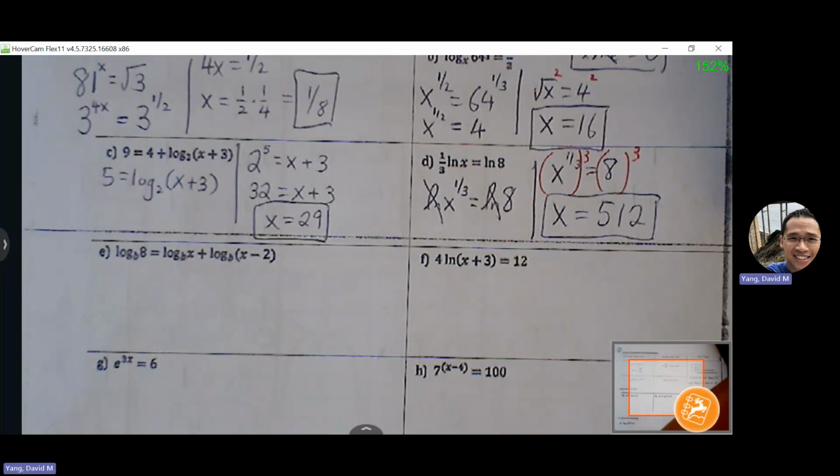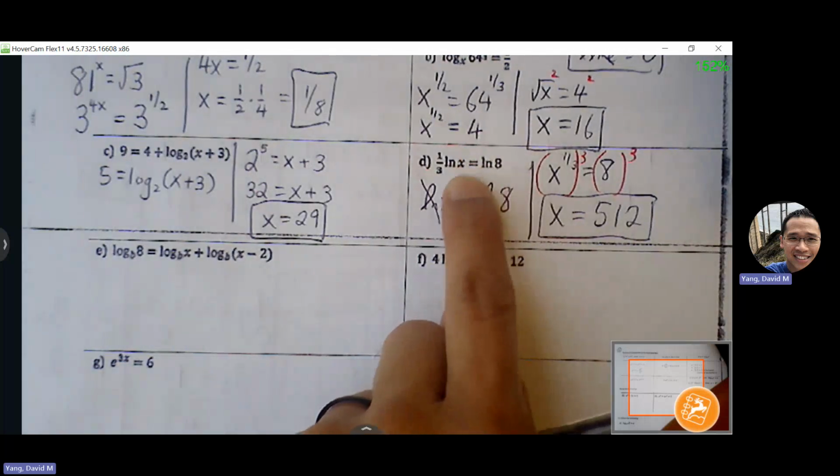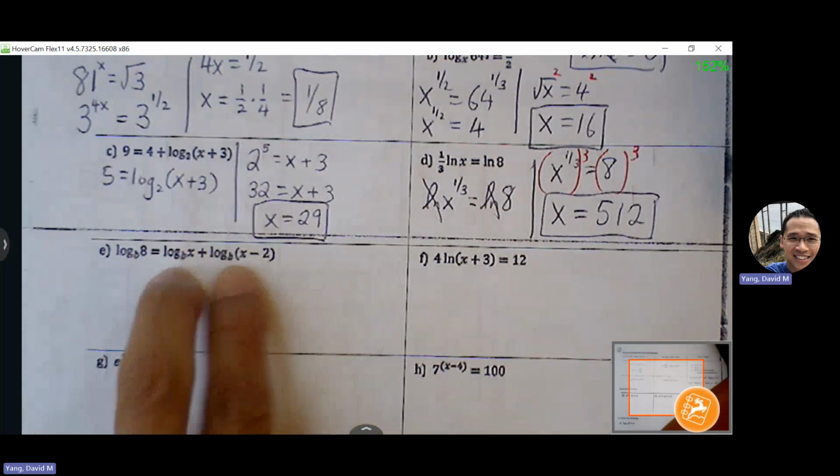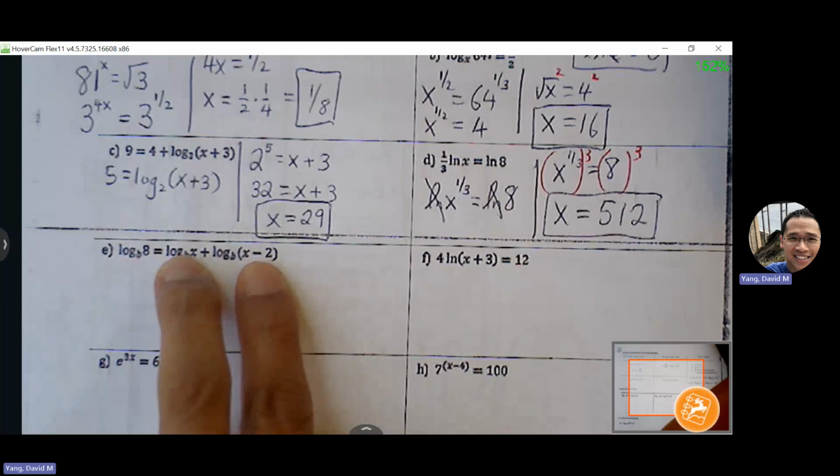Take part E, log base b of 8 equals log base b of x plus log base b of x minus 2. I do want to eventually drop all the logs, just like how I did with part D, but I first have to do a little bit of cleanup because I can't drop the logs just yet. I need to do something here.